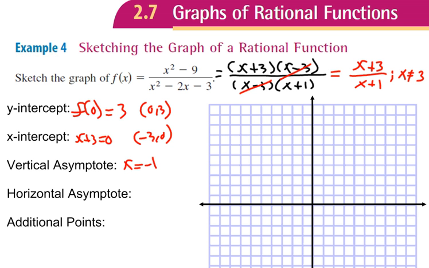And then the horizontal asymptote. Since the degree of the numerator and the denominator is the same, if n is equal to m, then y equals the coefficient of the numerator divided by the coefficient of the denominator. It's 1 over 1, so it's just going to be 1. All right, so we have a lot of stuff going on here.